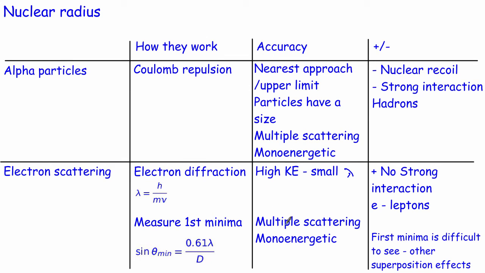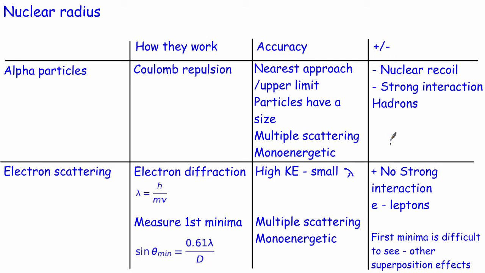Again, it suffers from the problem of multiple scattering, because if you've got lots of gold atoms, then it potentially will diffract around lots of things. Also, if your electrons are not monoenergetic, in other words, they have lots of different energies, meaning different velocities, which mean different wavelengths, you'll end up mixing up. You'll get a very spread out pattern. It'll be really hard to see what's going on.